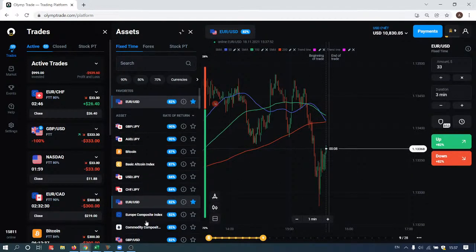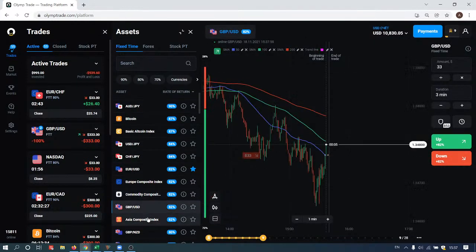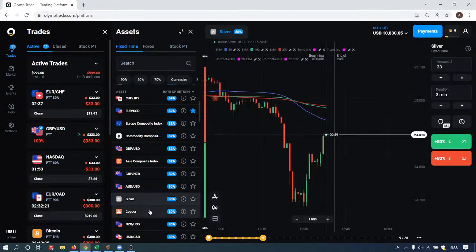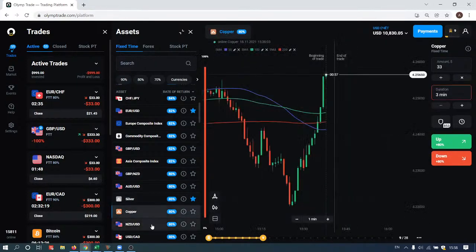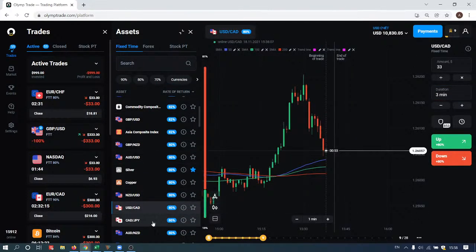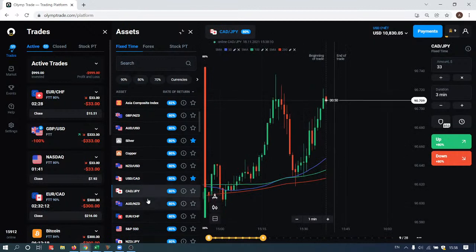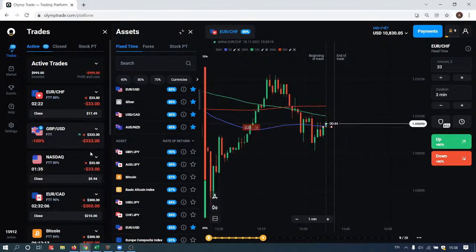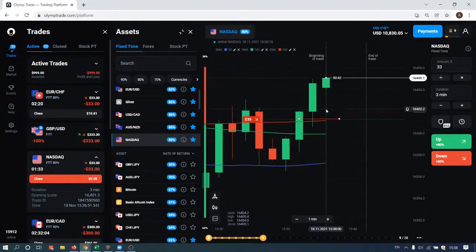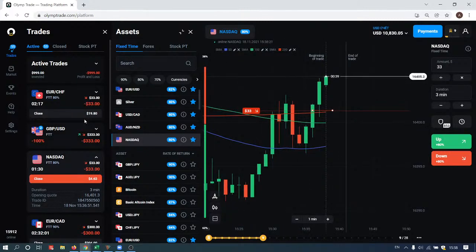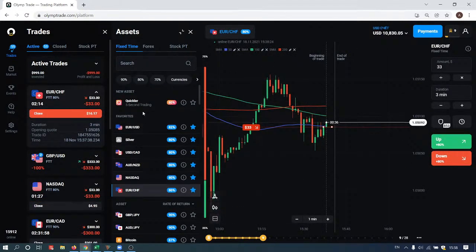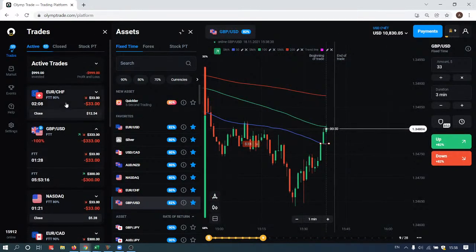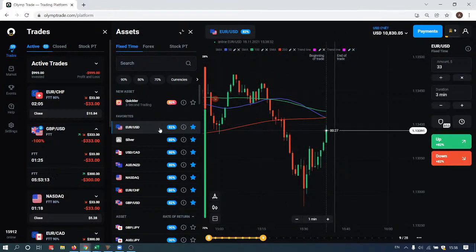Euro USD. GBP USD, already opened the trade. Okay, so I think it's more than enough here. 1.5 minutes to go on this one, Euro CHF. All right, so how many trades do I have at the moment? I have 4 open trades. No, 1, 2, 3 open trades. Let's see how they end.